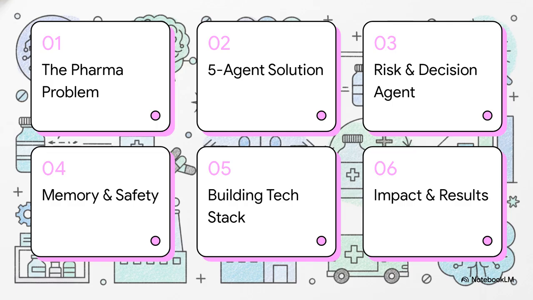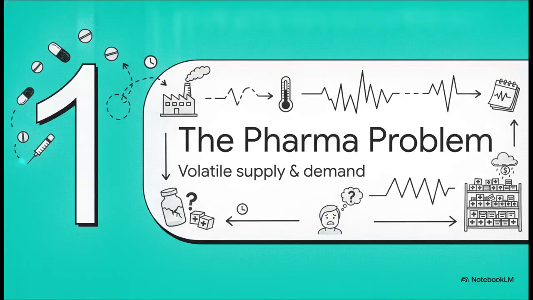We'll quickly frame the pharma supply problem, then look at the 5-agent system solution. From there, we'll dive into the risk and decision agent, explore memory, anomalies, and safety, peek under the hood at the tech stack, and wrap up with the real-world impact. Let's get to it. Starting with Part 1, the core of the pharma supply problem.